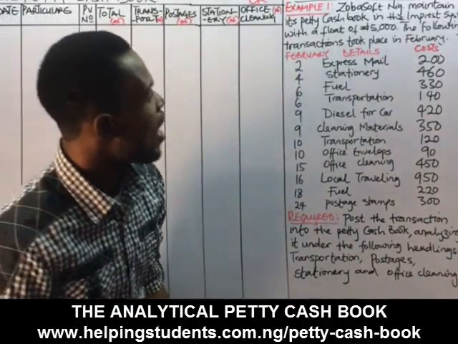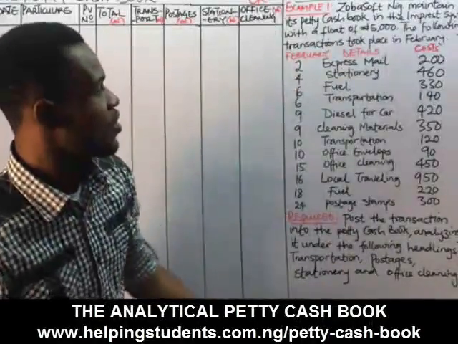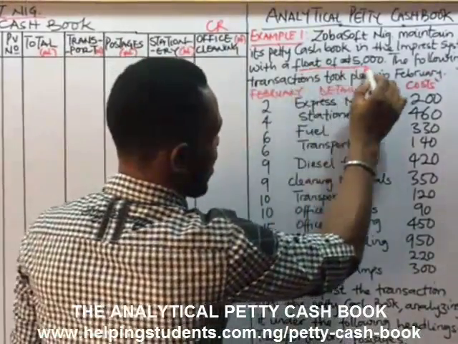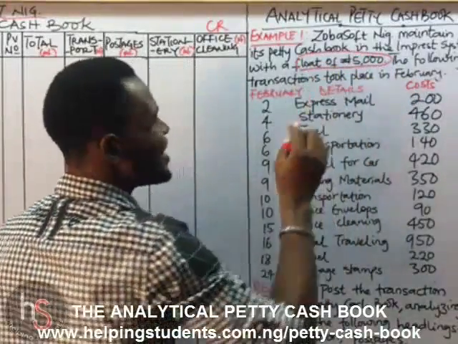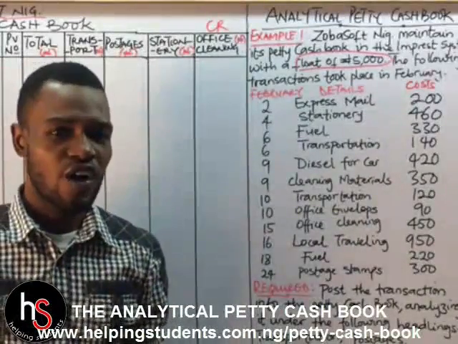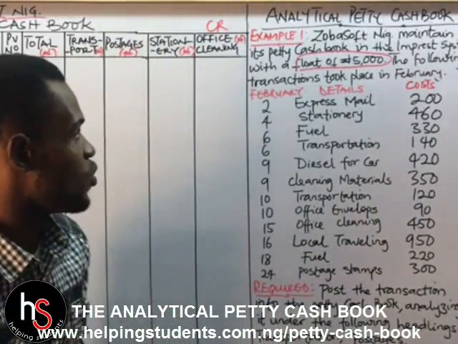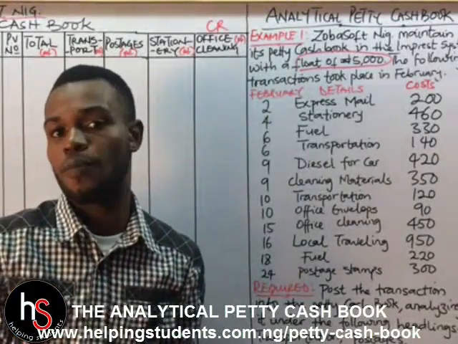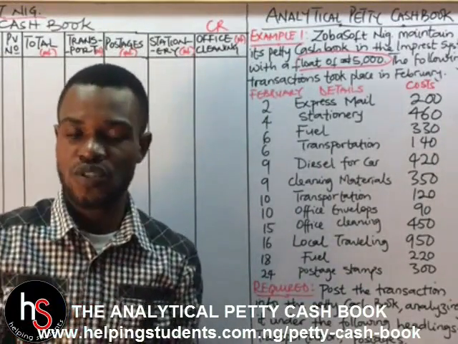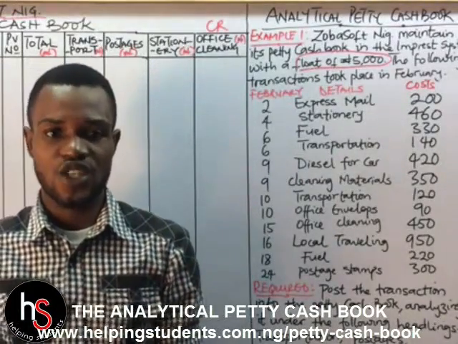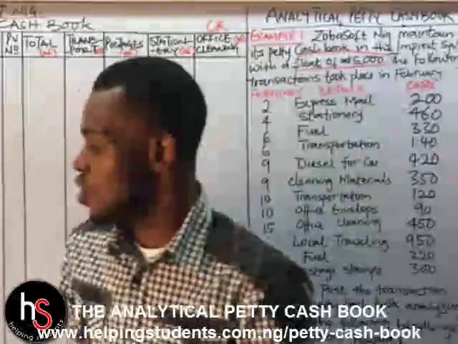Now, we have a float of 5,000. Take note of that. This 5,000 naira float will be recorded on the debit side of the cash book. To know the reason why it is done this way, please ensure you read that blog post on our website, helpingstudents.com.ng/petty cash book. Okay, so let's go on.